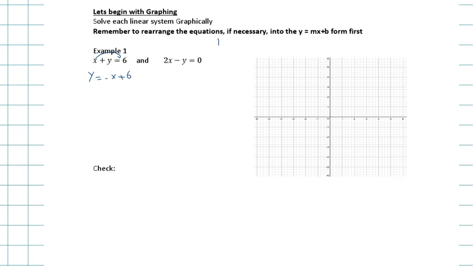So this is where my y-intercept is. It's a plus 6. What do I have to do? Down 1 over 1. Because my slope is negative 1, which means negative 1 over 1. So down 1 over 1. And keep going, right? Down 1 over 1, until there is no more room.